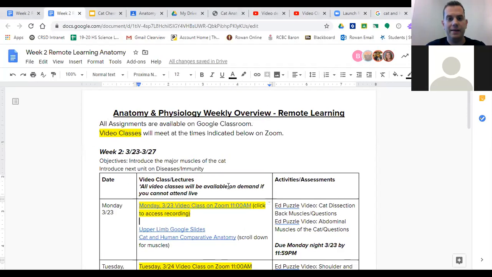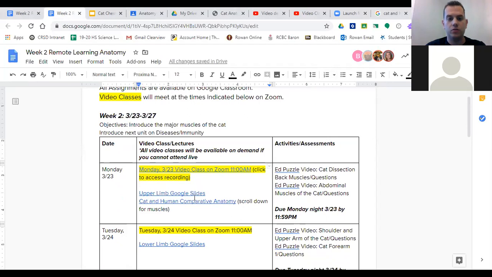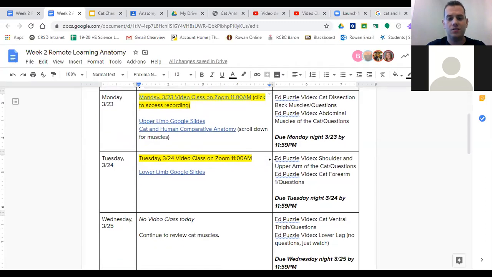So today is Monday. What we're going to do is talk a little bit about some of the upper limb muscles of the cat, and I'm also going to compare some of the muscles of the cat to the muscles of the human. My goal for this week is the virtual cat dissection, which is going to be looking at the Edpuzzle videos and also the Google Slides presentations I'm going to go through.